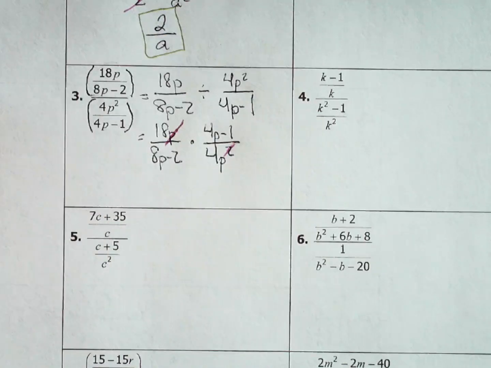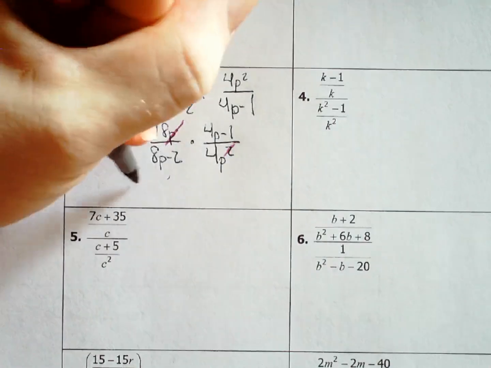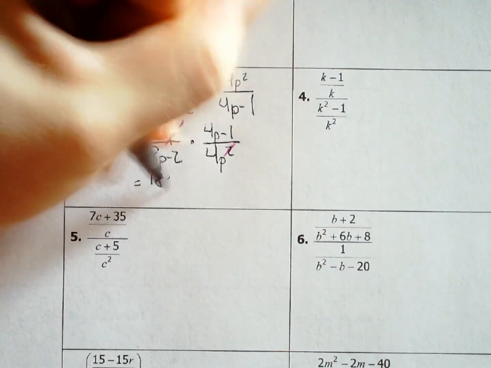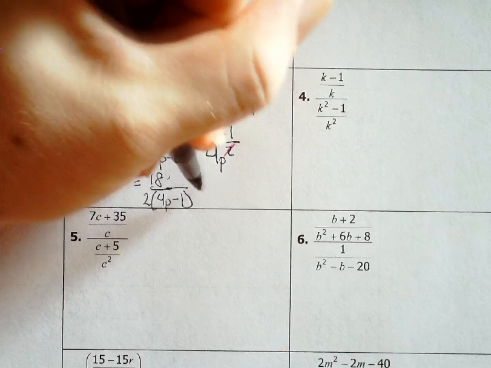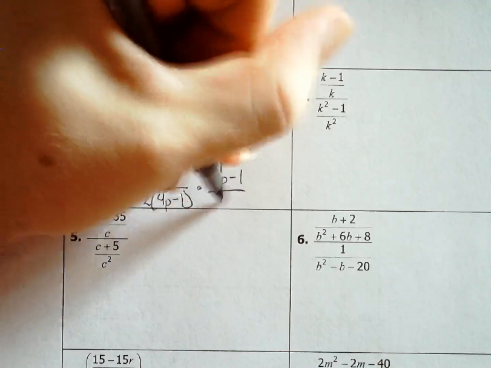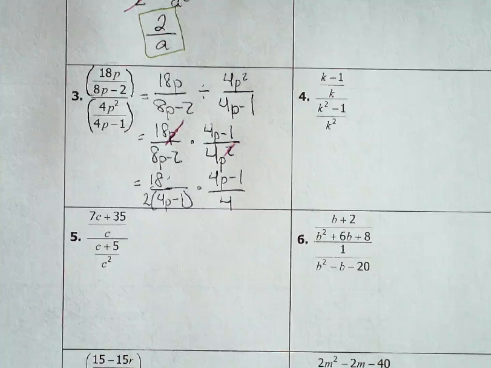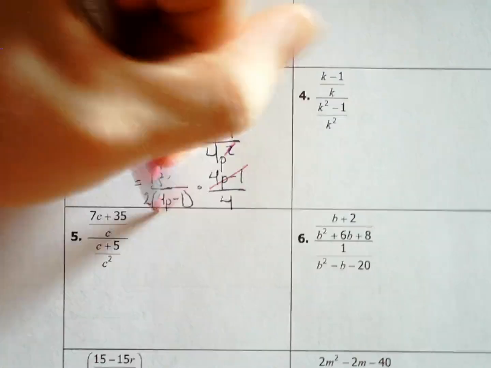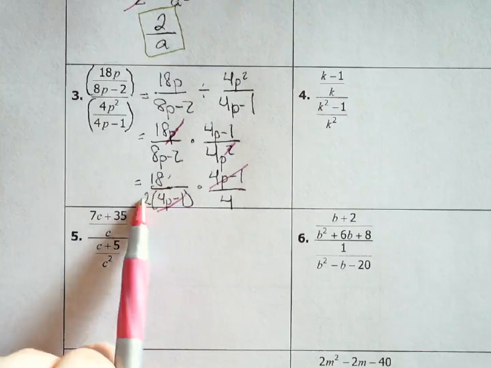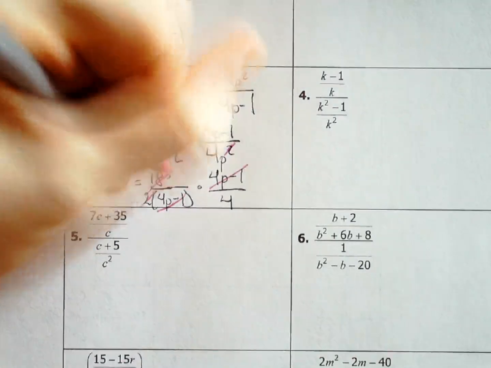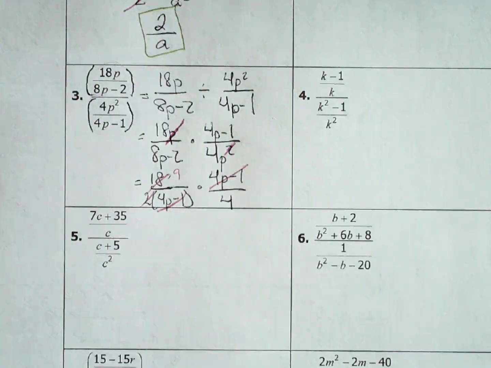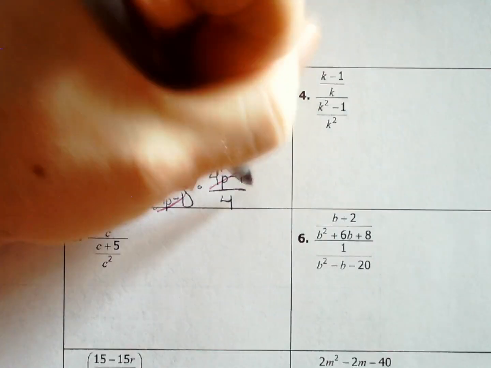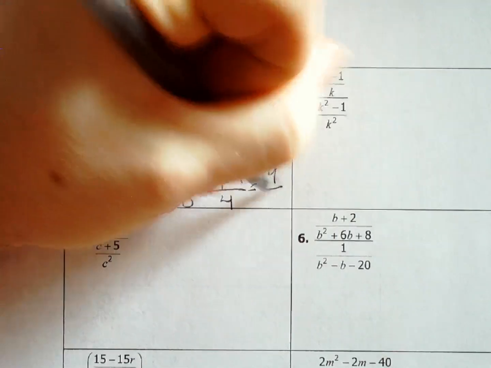And I have 18 over 4. I don't think I'm going to cancel those out just yet. Let's factor out this 2. So now I have 18 over 2 times 4p minus 1 times 4p minus 1 over 4. And so these 4p minus 1s cancel because I factored out the 2. And I have 18 divided by 2, which is 9. And so now what I have left is this 9 divided by 4. So the answer is just 9/4.